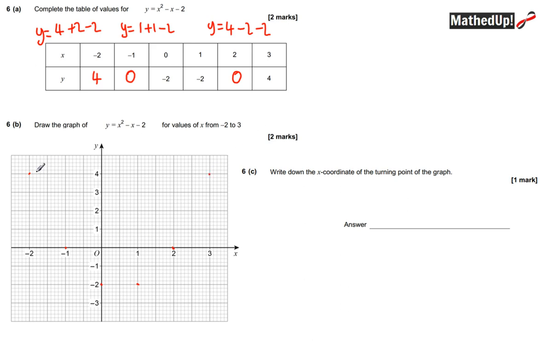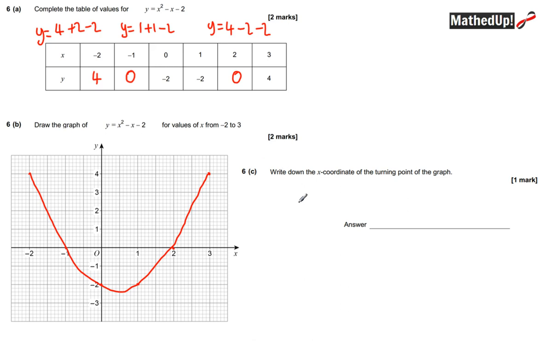Okay, and then we want to draw a smooth parabola to go through these points. Okay, and it should look a little bit like that. You need to try and be as smooth as possible, and be aware that these aren't straight lines. This should be a smooth curve that dips to a minimum point and then goes up again.